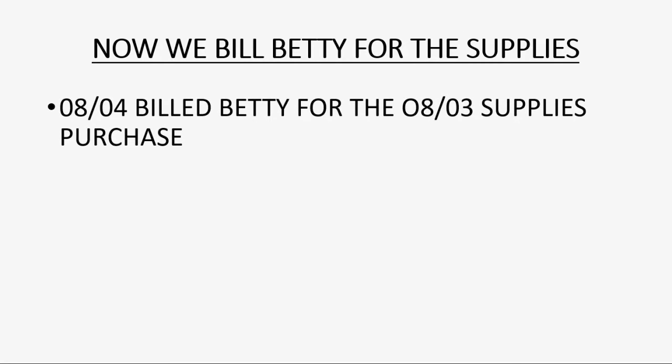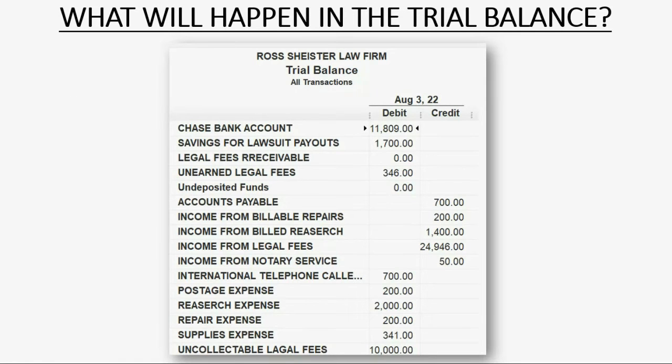Now let's bill Betty for the supplies that we just purchased for her. Let's imagine on August 4th, we billed Betty for the August 3rd supplies that we purchased. Now we're not going to mark them up. So if we're not going to mark them up, what happens at the moment we bill the client? Well, supplies expense actually goes down because we're putting those same items from that same check on a bill, which means we no longer have supplies expense.